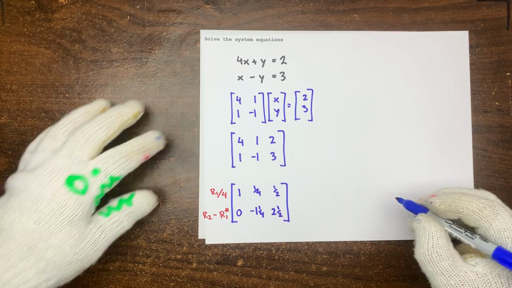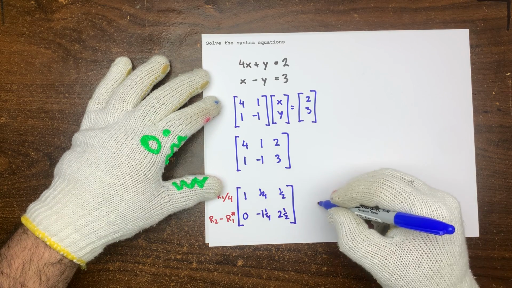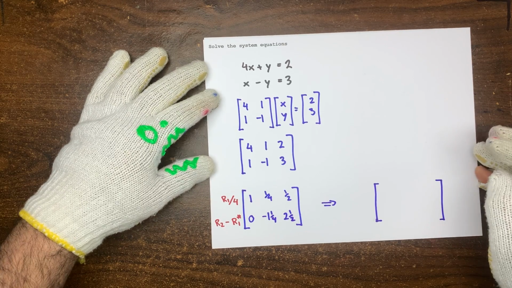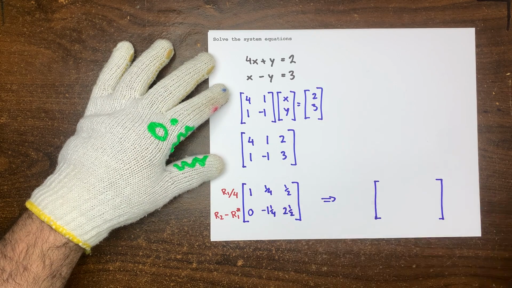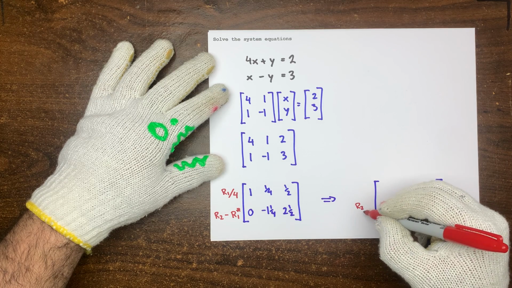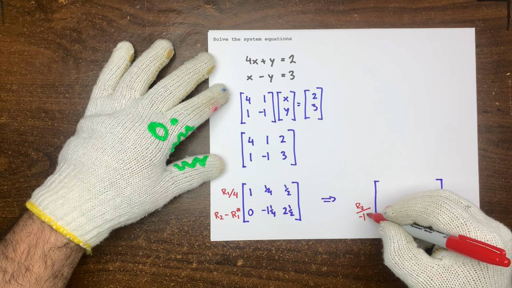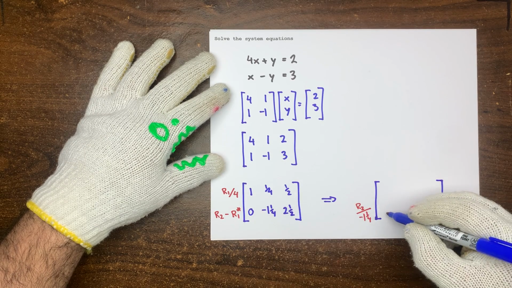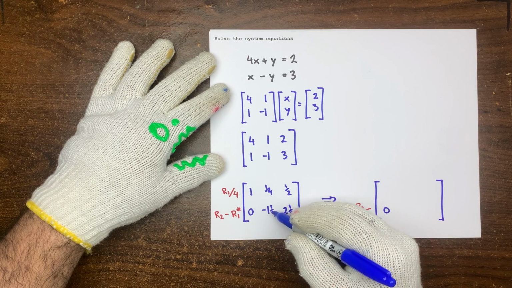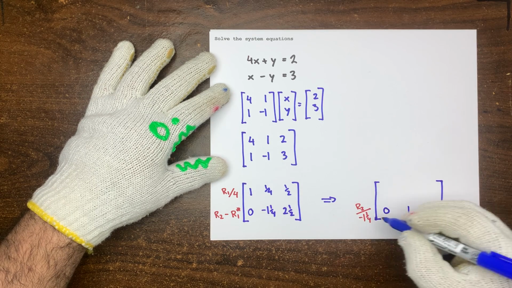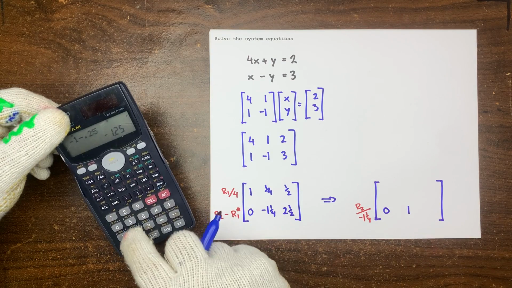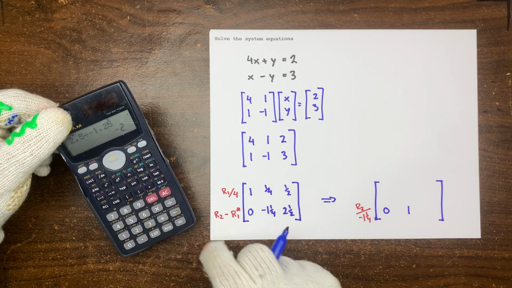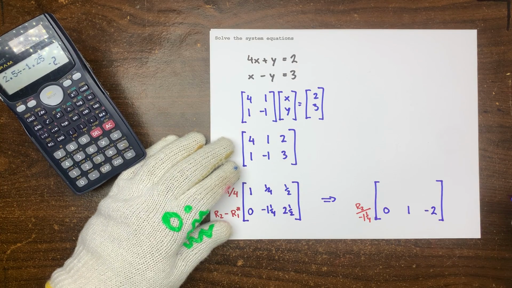Okay. Now we are going to write this again. And I would like to make this value a 1. So I'm going to take row 2 and divide it by negative 1 1/4. 0 divided by negative 1 1/4, 0. Negative 1 1/4 divided by negative 1 1/4, 1. That's why we did it. And 2.5 divided by negative 1.25, negative 2.